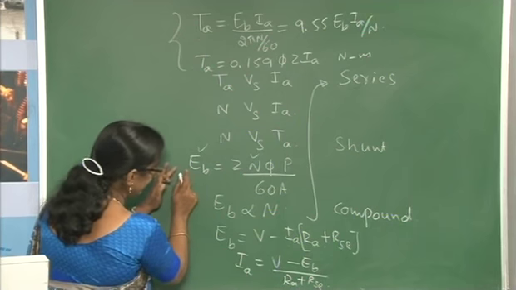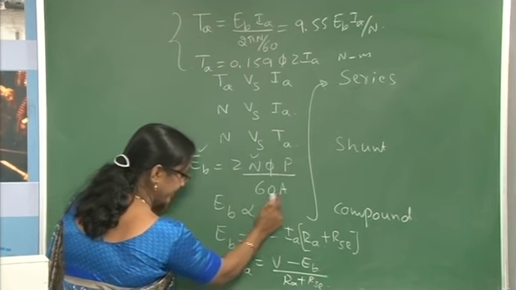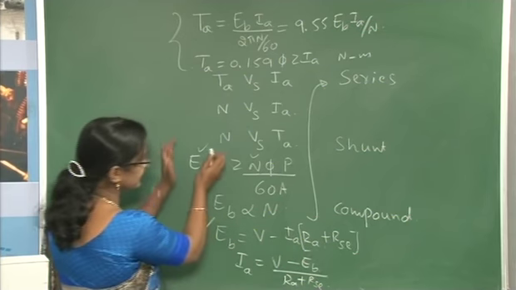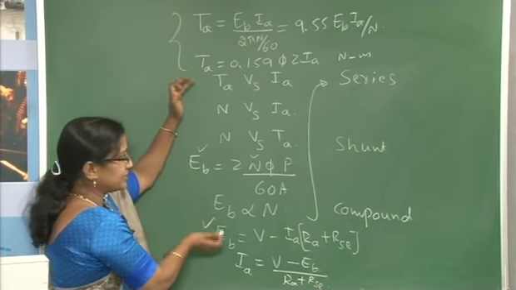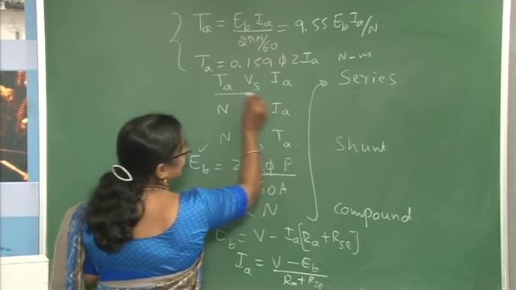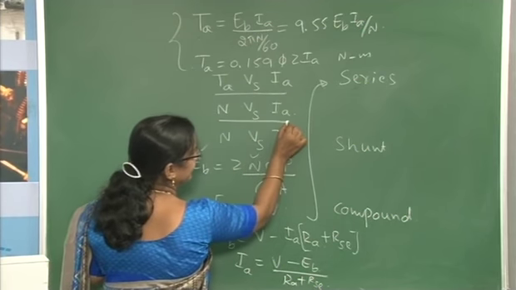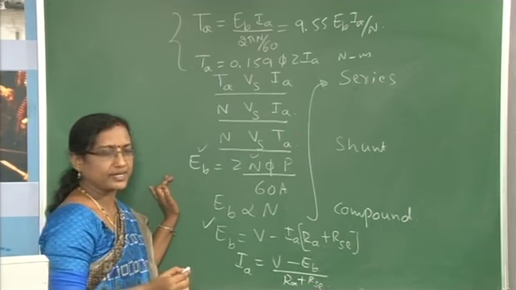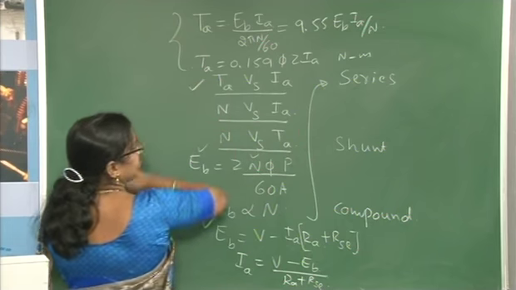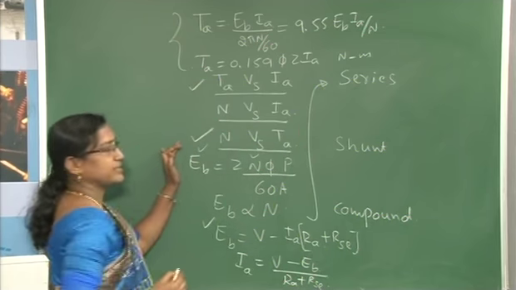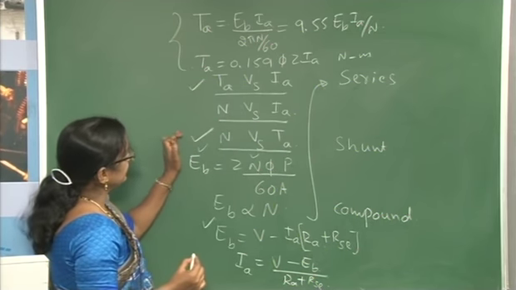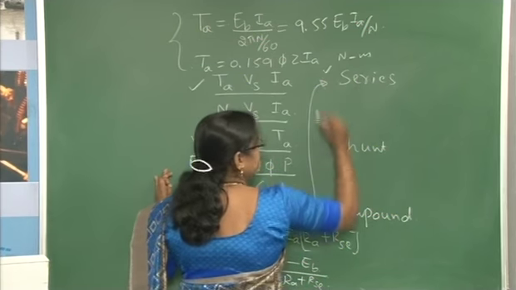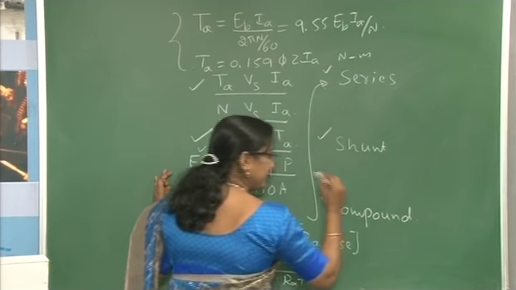So there are two equations for torque, and two equations for EB: EB is equal to Z N phi P divided by 60A, and EB is equal to V minus IA RA. By considering all these equations, the relationship between torque versus IA, speed versus IA and speed versus TA is plotted. This is the electrical characteristic and this is the mechanical characteristic of the motor. Now let us see how these three characteristics are obtained in series motor, shunt motor and compound motor.